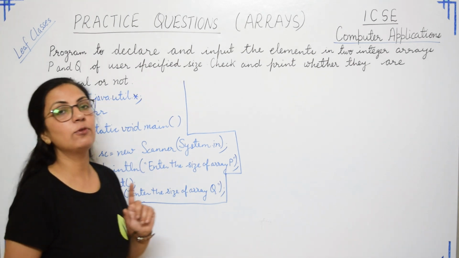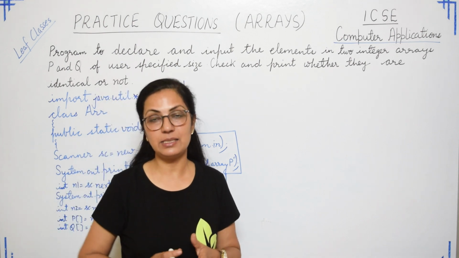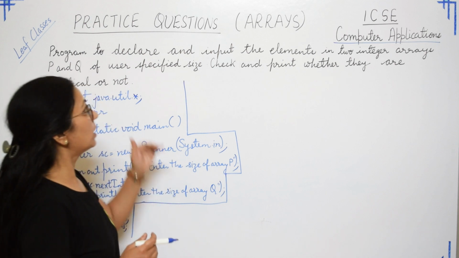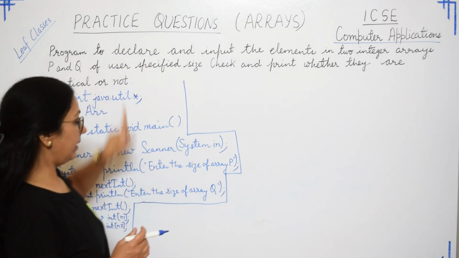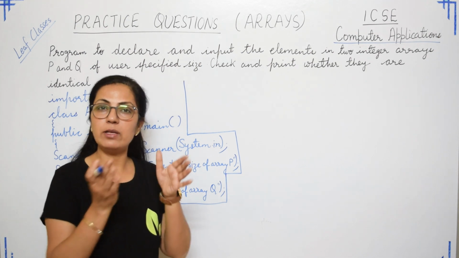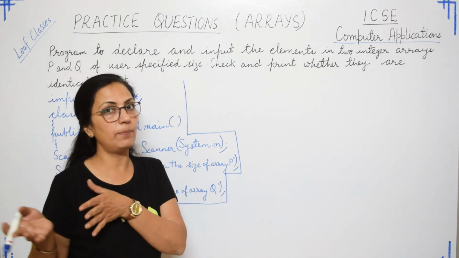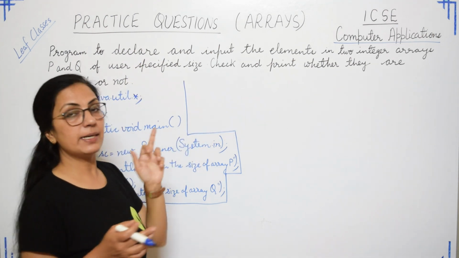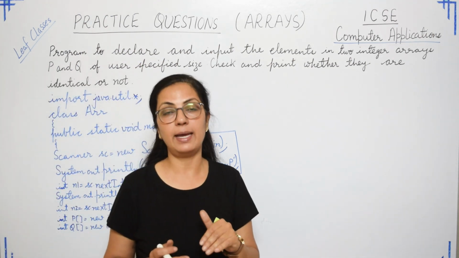Children, here you have to check whether these two arrays are identical or not. So before that, what is written in the question? If you see, declaration is done. Children, always go according to the question. Always first input, then calculation and then process. So declaration is done and now we have to input the elements.